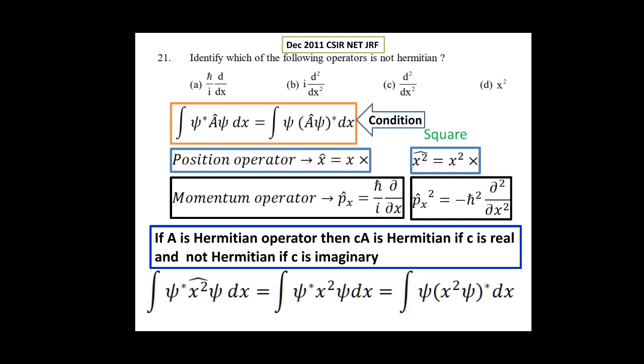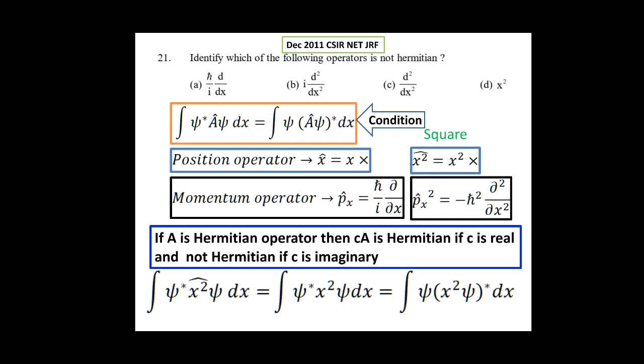Now there is a condition for any operator to be a Hermitian operator, and I have given the condition in the orange box. If you see the orange box, it is clear that you have to evaluate integrals on both sides, left hand side and right hand side, and finally see if both of them are equal. Then this operator is Hermitian, otherwise not. But there is also another way to solve this problem.